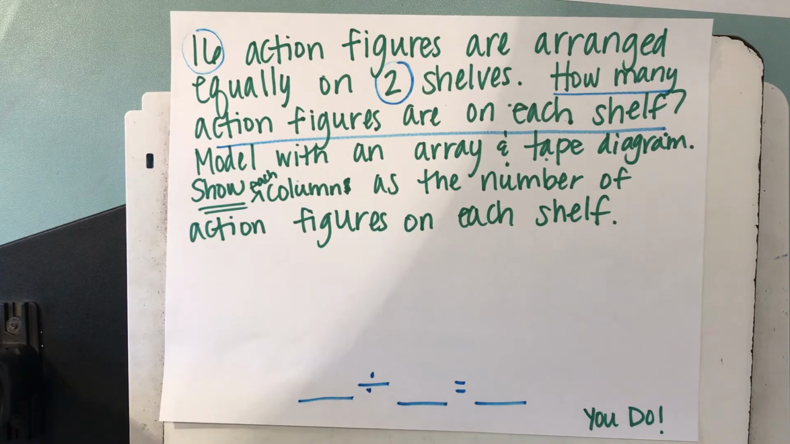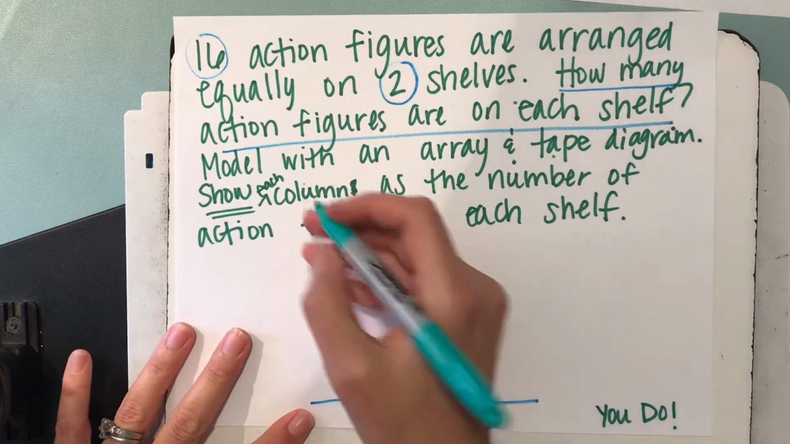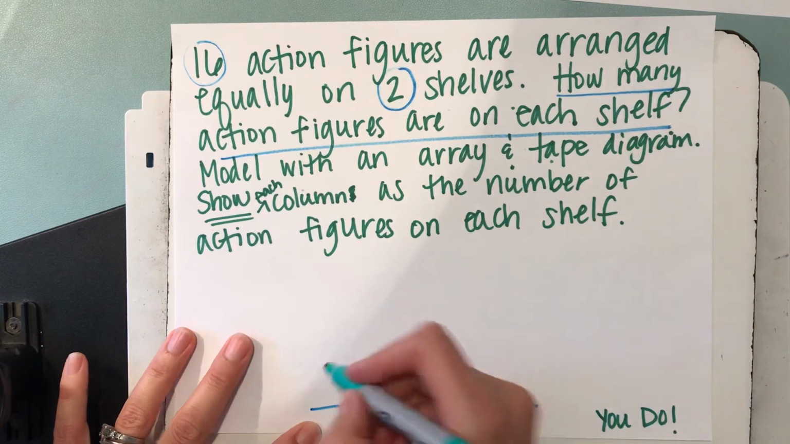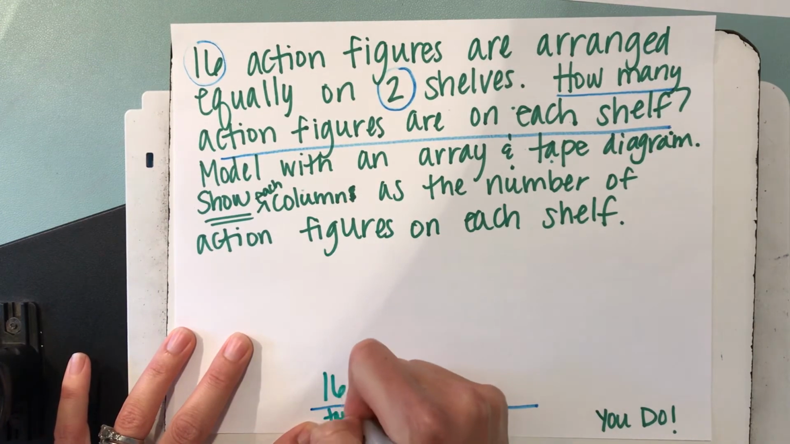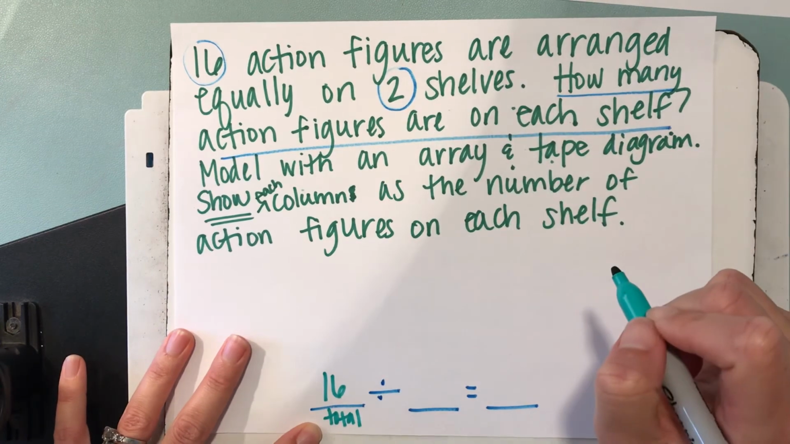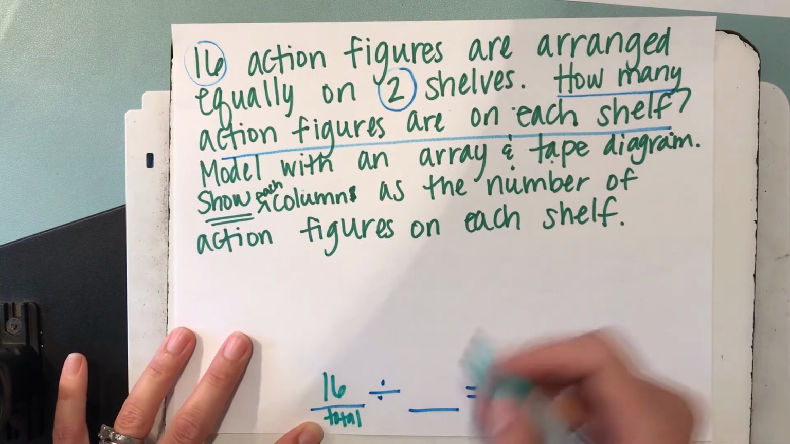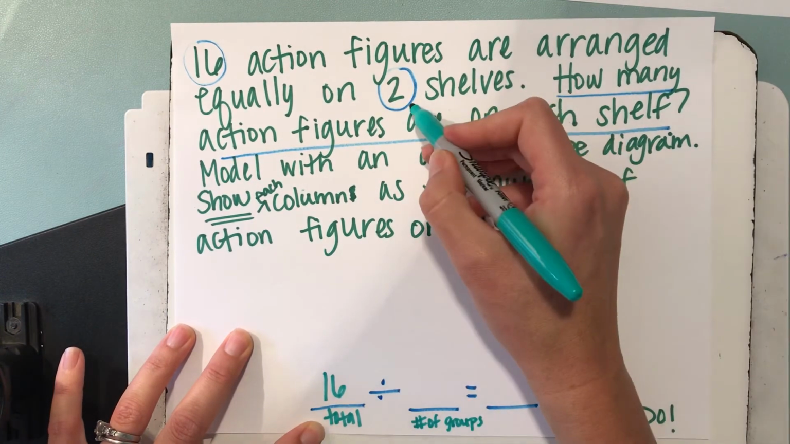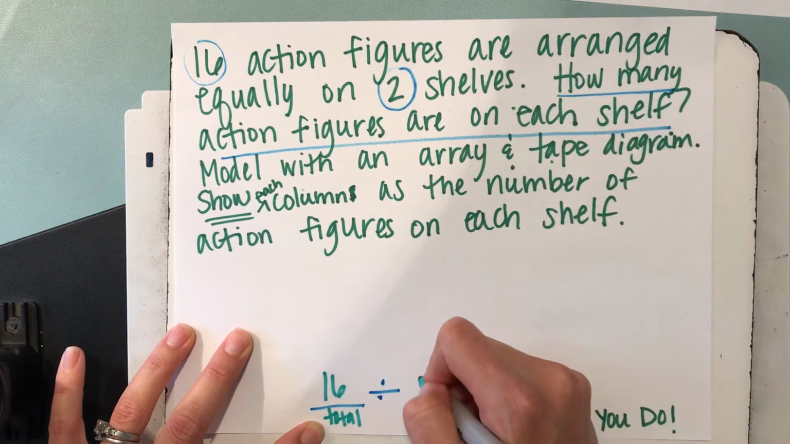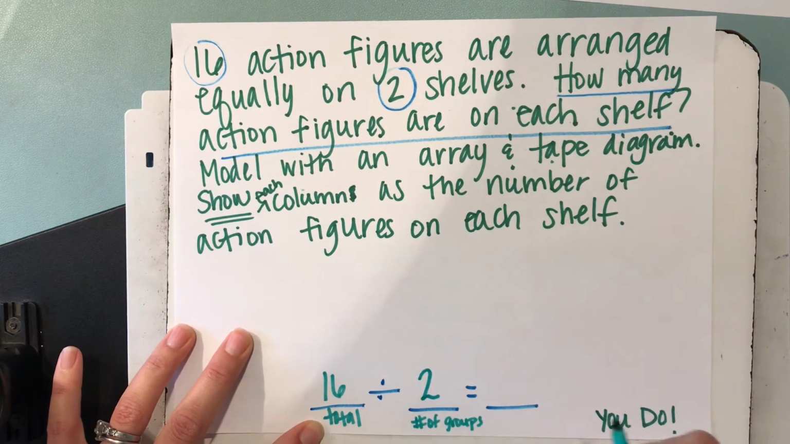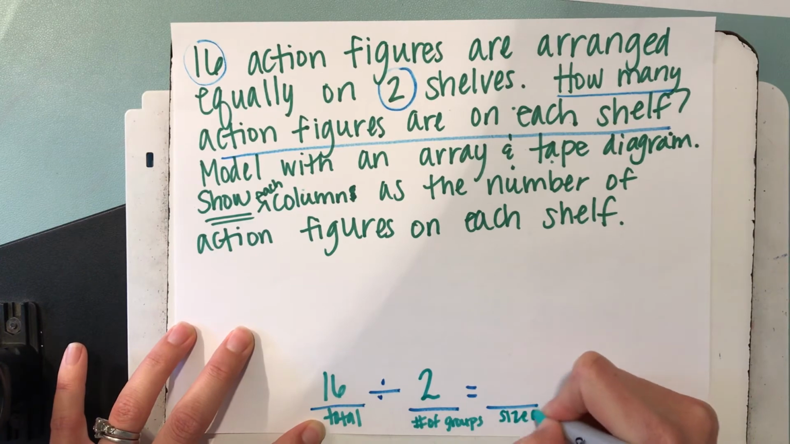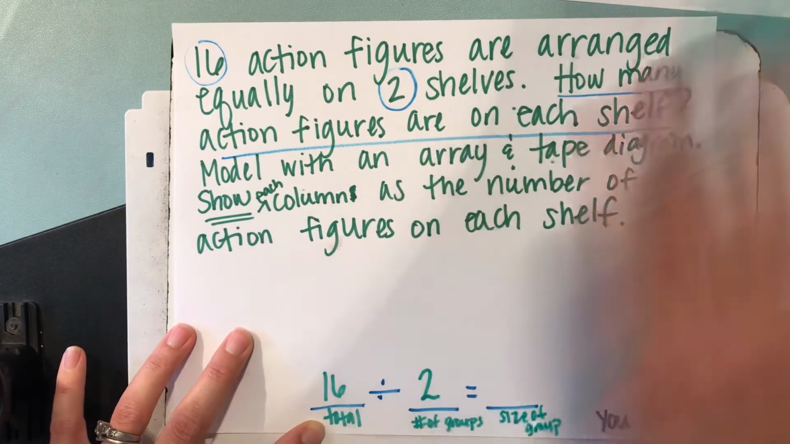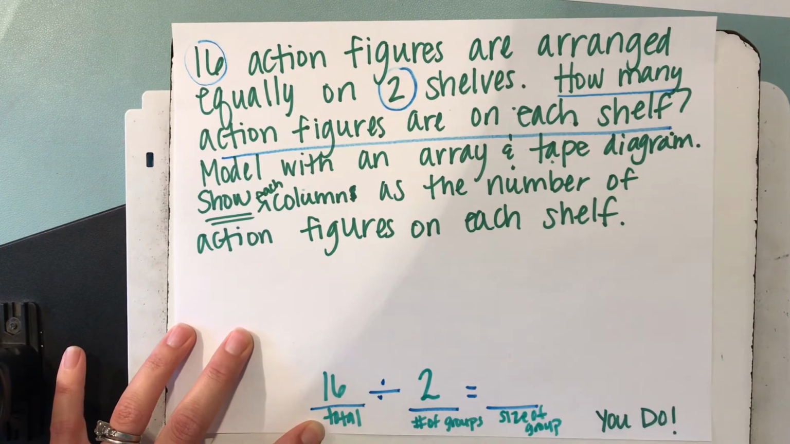Okay, I'm gonna go ahead and start this. So I know that my total is 16, right? Total. Do I know the number of groups or the size of the group? I know the number of groups is 2, because there's 2 shelves. But what we don't know is the size of the group, because we need to figure out how many action figures are on each shelf. So that is what we're trying to figure out.